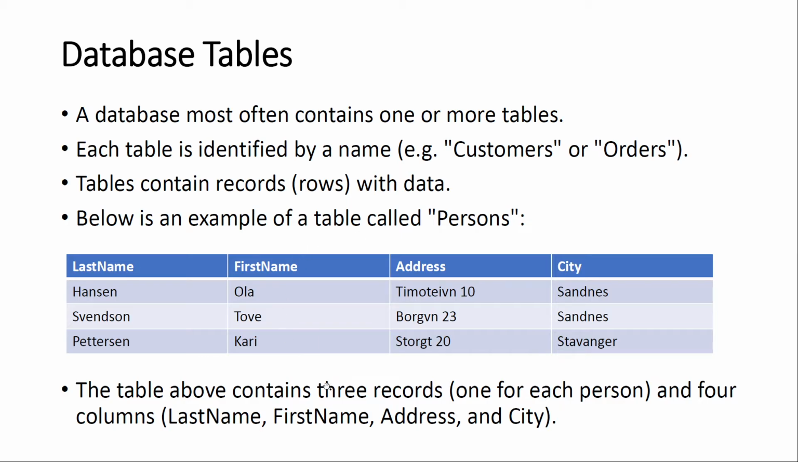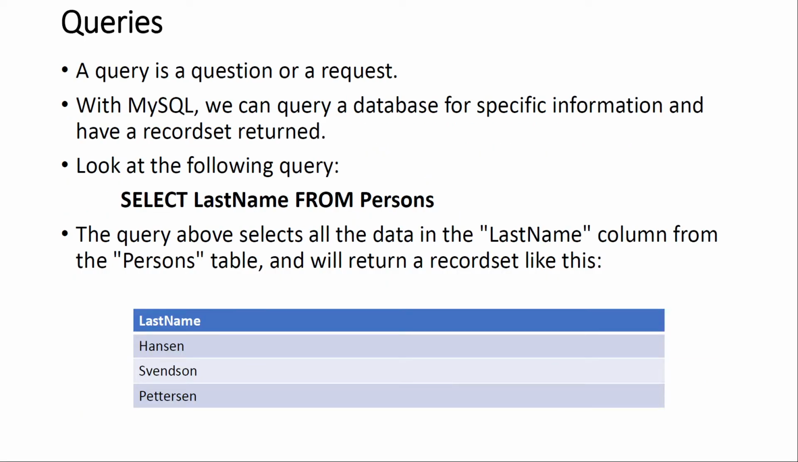So in this table, we have just about 3 records, or maybe say 3 data entries, for each and every person that we have listed here. And each and every person has different fields or properties that we use to characterize them or to describe them. They have a last name, they have a first name, they have an address, and the city where they stay.